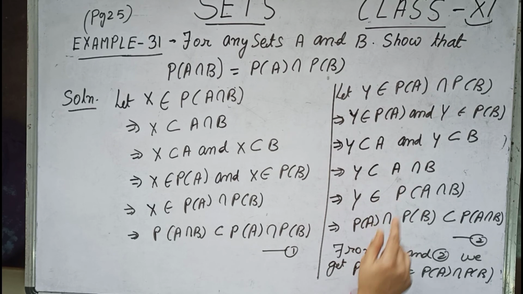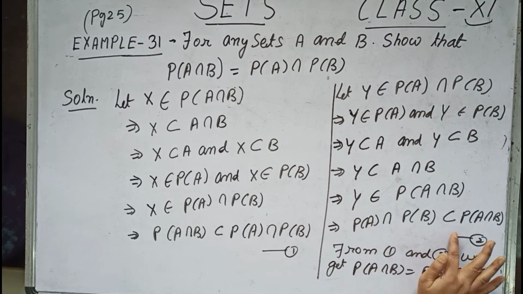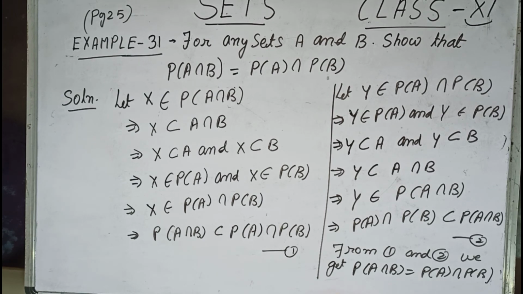So we can write power set of A intersection power set of B is a subset of power set of A intersection B. So from 1 and 2 we can write power set of A intersection B equals power set of A intersection power set of B.